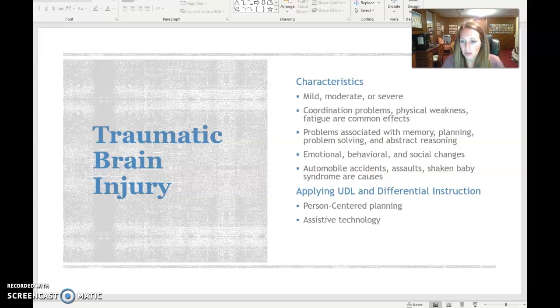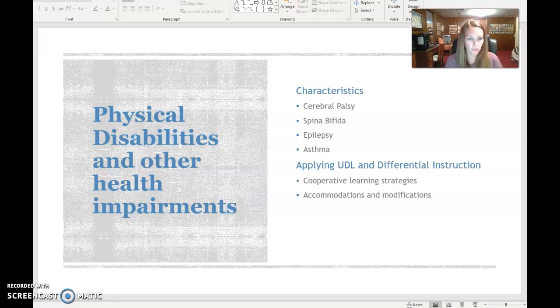Ways to apply UDL and differential instruction: person-centered planning, so identifying goals, values, and visions for the student with the parent, and also assistive technology. Physical disabilities and other health impairment. Cerebral palsy and spina bifida are physical disabilities, and some other health impairments are epilepsy and asthma.